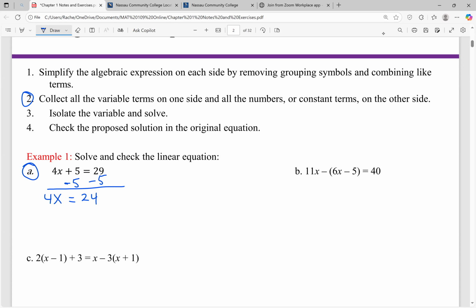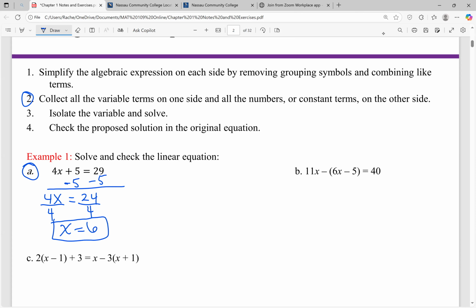So we end up with 4x is equal to 24. We subtracted 5 from both sides of the equation. We kept it balanced. And now we want to solve for x, right? On the left-hand side, I have 4x. I want 1x. So if we were to divide by 4, as long as I divide the other side of the equation by 4, it stays balanced, right? So we're going to end up with x is equal to 24 divided by 4, which is 6.